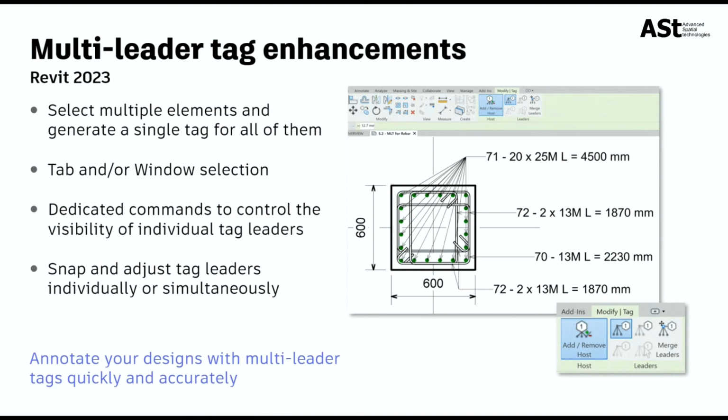Back in 2022, we introduced the ability to associate a tag with one or more objects and create multiple leaders from a single tag. In 2023, you can now select multiple elements and generate a single tag for all of them. So with the dedicated commands in the ribbon, you can control the visibility of an individual tag leader by hiding one or several of them. This is possible either during tag placement or when selecting an existing multi-leader tag. You can snap and adjust the tag leaders individually, or you can do this simultaneously.